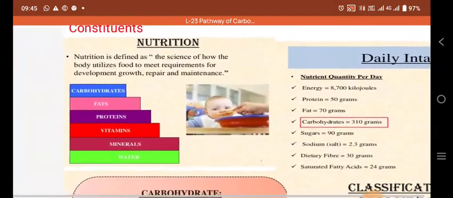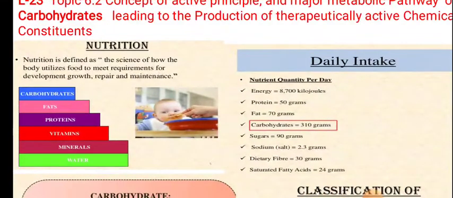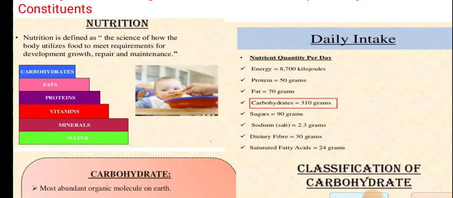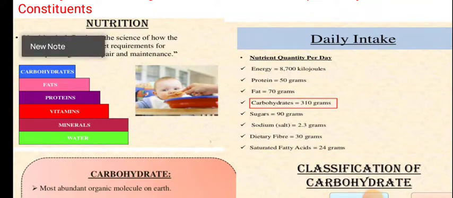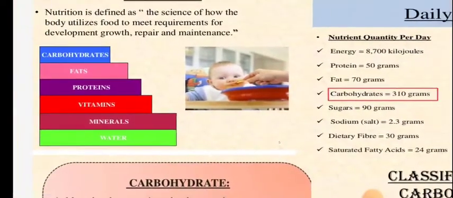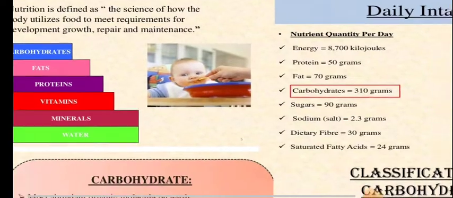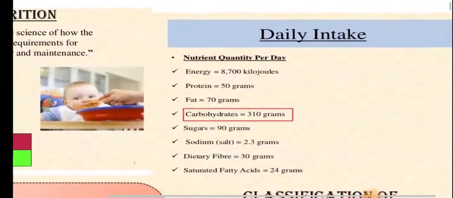So basically I think we are knowing in the nutrition. While we define this, it is the science of how the body utilizes the food to meet the requirements for development, growth, repair and maintenance. So it is very important that for the development of the body we generally need certain nutrition or food. So here you are observing a small child, generally he needs a certain amount of food. If anybody asks how you grew up, it is impossible to say that. Therefore carbohydrates, fats, proteins, vitamins and minerals are very important as nutrition.